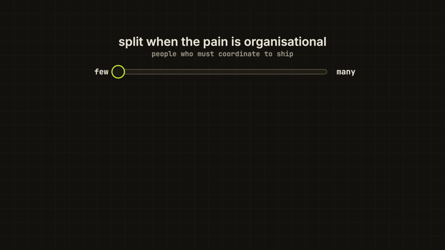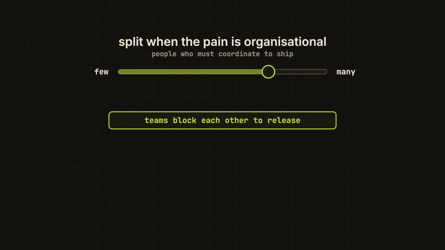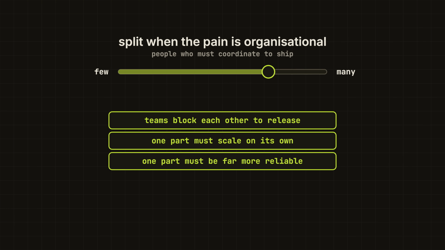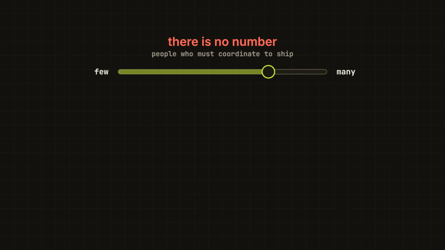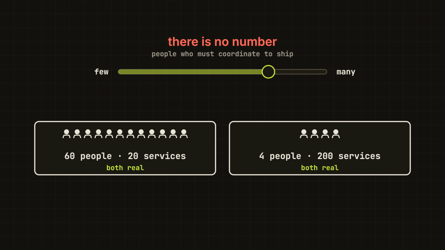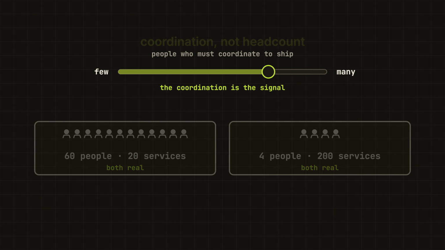So, going by what these teams actually ran into, split when the pain is organizational, when teams are blocking each other to release, when one part genuinely needs to scale on its own and scaling everything for it is costing real money, or when one part needs to be much more reliable than the rest. And there is no fixed number here, by the way. Fowler has seen 60 people running 20 services and 4 people running 200. So the headcount itself is not the signal, the coordination is.